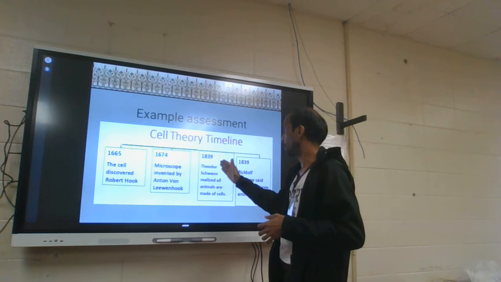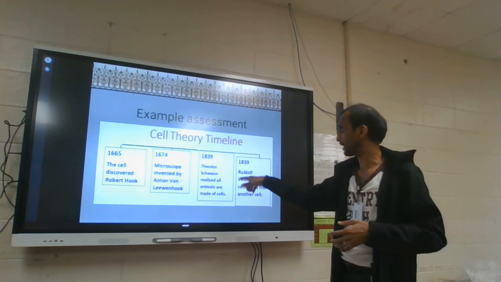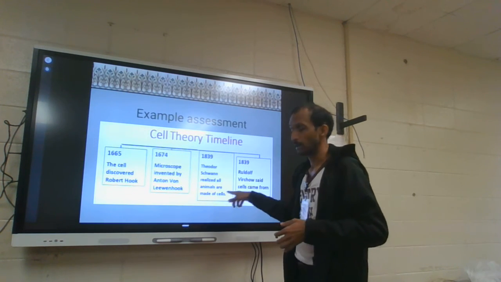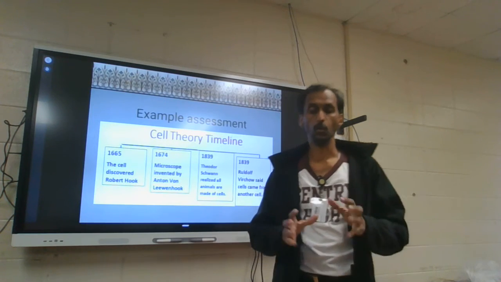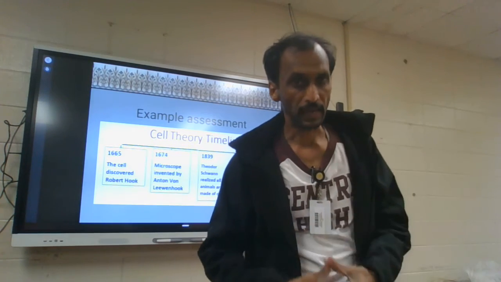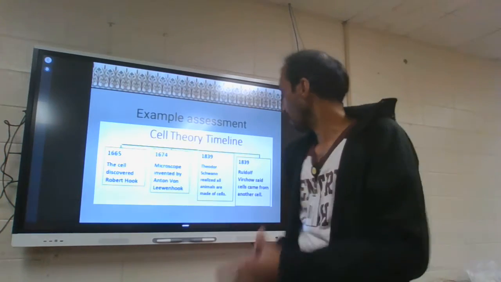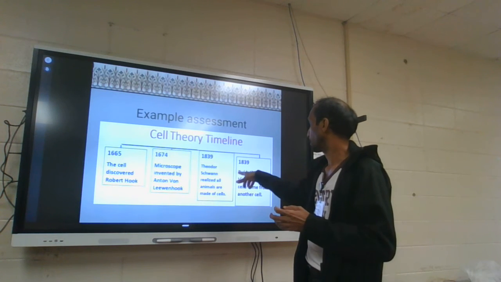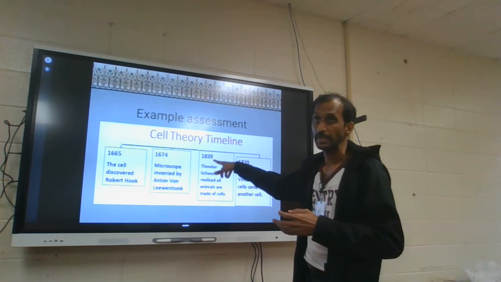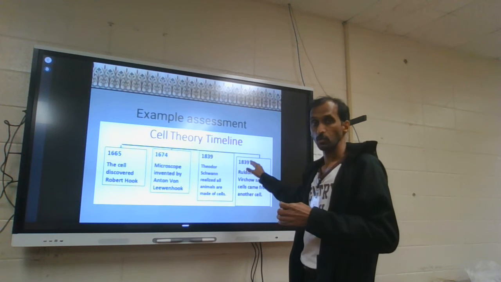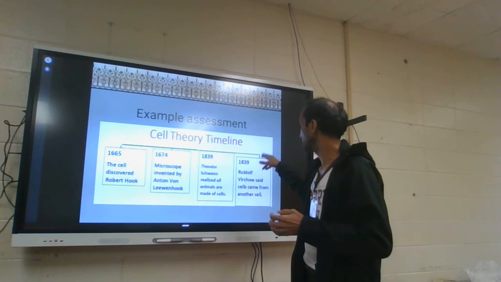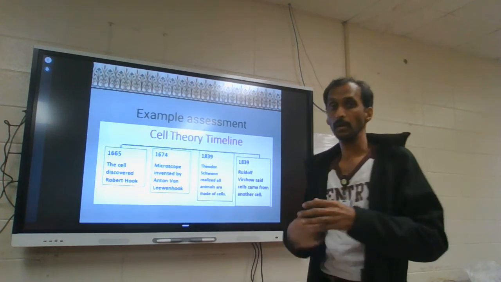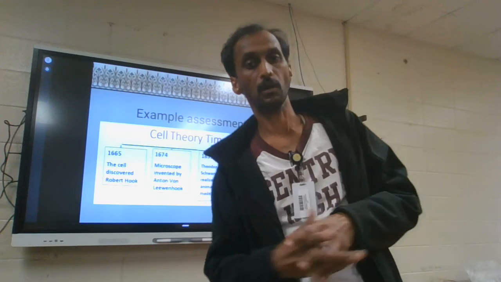The next important thing in cell theory is 1839. Theodor Schwann realized that all animals are made up of cells. He was the first one who found out that all animals are made up of cells, in 1839. The last one we talk about in this timeline is in 1855, when Rudolf Virchow said all cells came from another cell. That's what he found out.